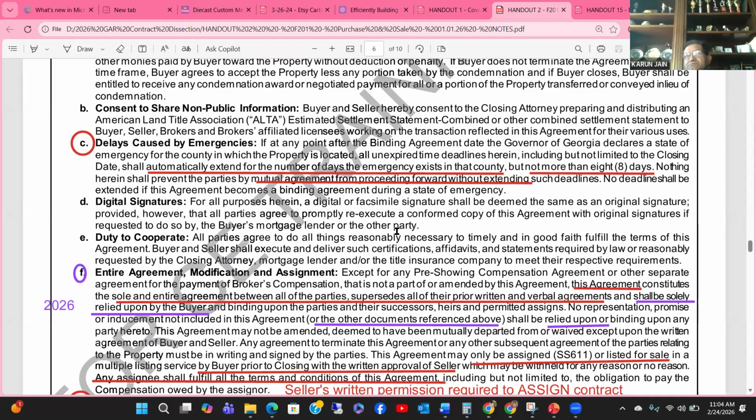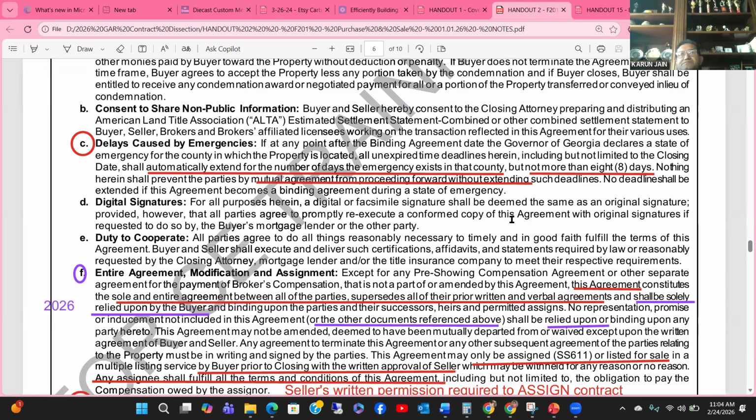This was brand new last year, and this was used for the first time this year. What this says: if at any point after binding agreement date, the governor of Georgia declares a state of emergency for the county in which the property is located, all unexpired time deadlines herein, including but not limited to closing date, shall automatically extend for the number of days the emergency exists in that county, but not more than 8 days. Nothing herein shall prevent the parties by mutual agreement from proceeding forward without extending the deadlines. No deadline shall be extended if this agreement becomes a binding agreement during a state of emergency.